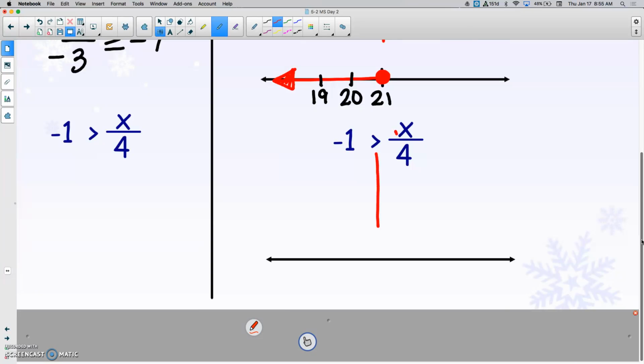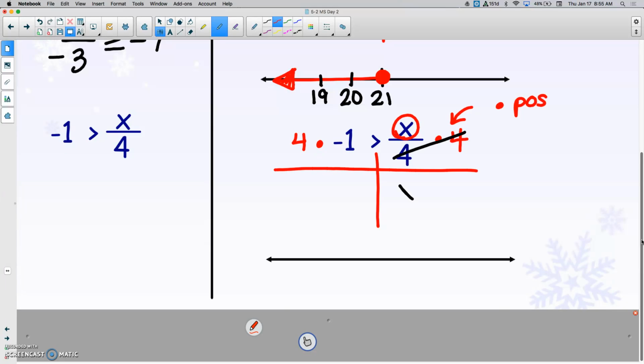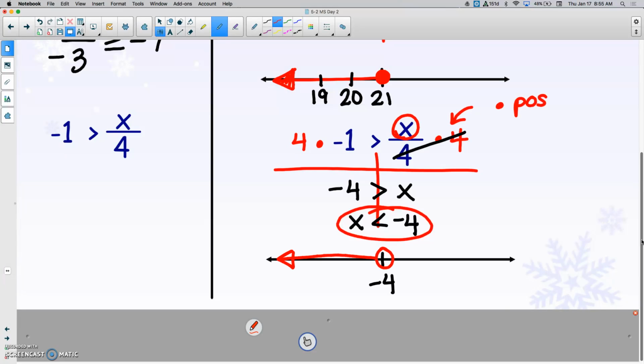Our next example, x is being divided by 4, so I'm multiplying by 4, which is a positive, so I'm not flipping my symbol around. Multiply by 4. Keep my symbol. 4 times negative 1 is negative 4. Now, before I draw my graph, reverse the inequality to get the variable on the correct side. Negative 4. x is less than, so open circle to the left. Less than negative 4 would be negative 5 and negative 6.